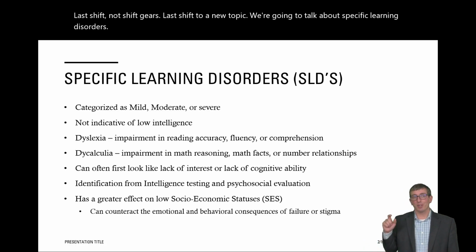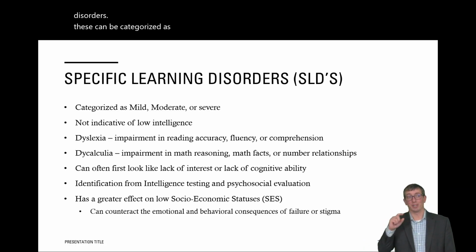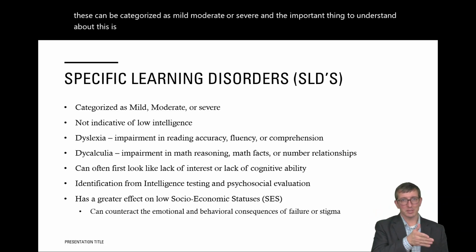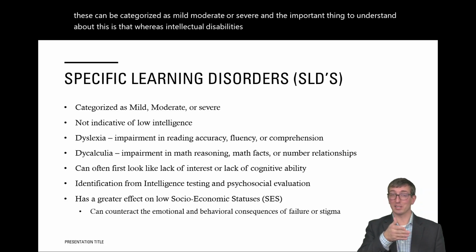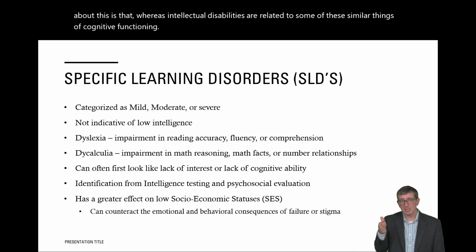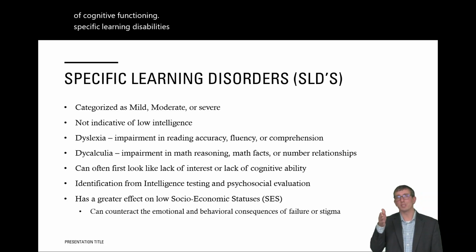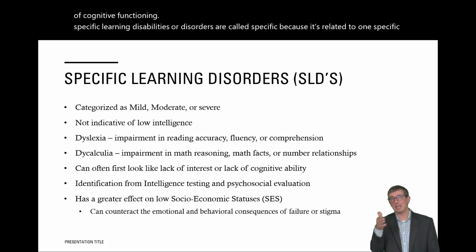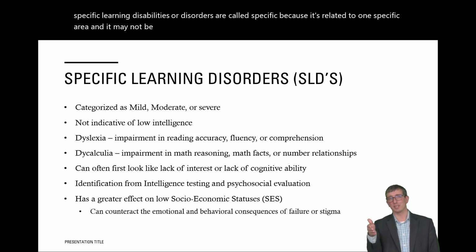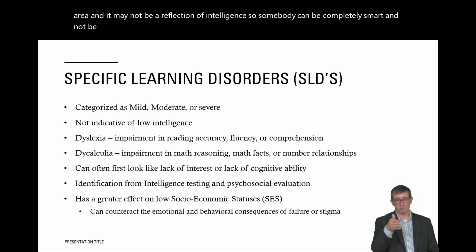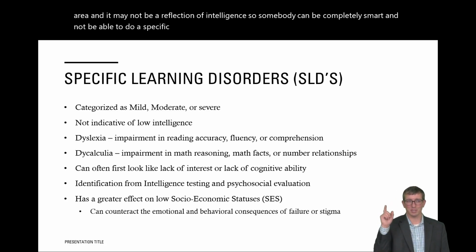These can be categorized as mild, moderate, or severe. The important thing to understand is that whereas intellectual disabilities are related to some of these similar things of cognitive functioning, specific learning disabilities or disorders are called specific because they're related to one specific area, and it may not be a reflection of intelligence. Somebody can be completely smart and not be able to do a specific task. And here's what those tasks typically are.